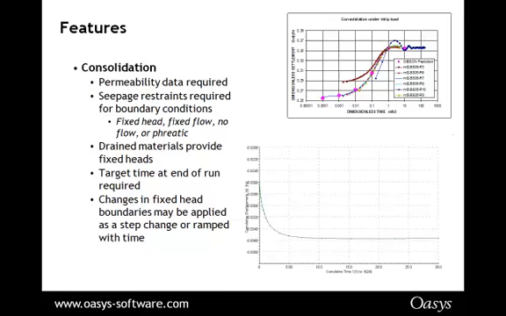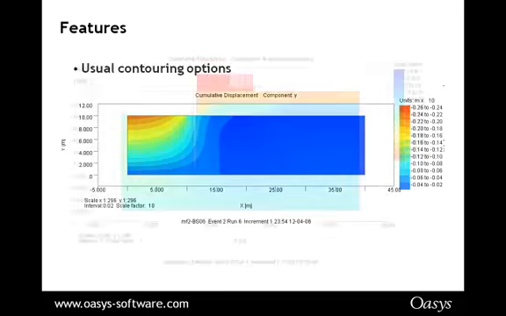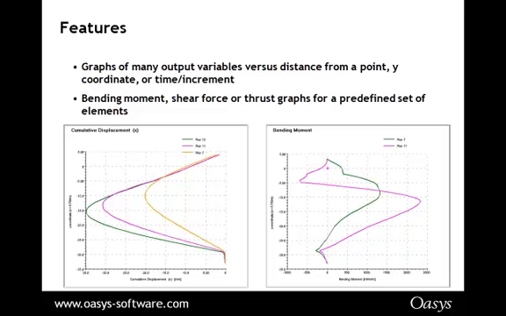SAFE also has the usual features of standard finite element programs. You've got contouring options, and you can decide your contours. You've also got very good outputs that you can present in your reports. As you can see, you've got a graph of variables. For example, you could cut a line through your retaining wall or through an arch and plot bending moments, shear forces, thrust, and displacements. All those options are there to make it a very useful piece of software.